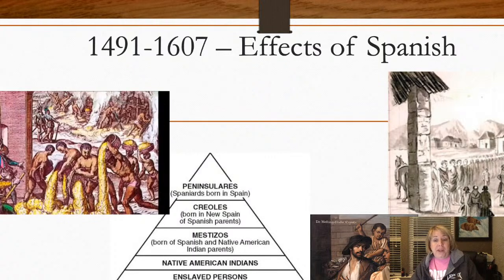Now, the big effect that the Spanish have on the Native Americans is the encomienda system. The encomienda system was a system of forced labor implemented by the Spanish into the Native American culture. It was initially sold to the Native Americans as, hey, this is going to be a great thing for you guys because we're going to come in and we're going to work together. We'll be allies. We'll protect you.